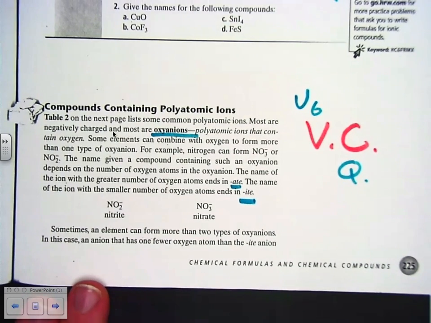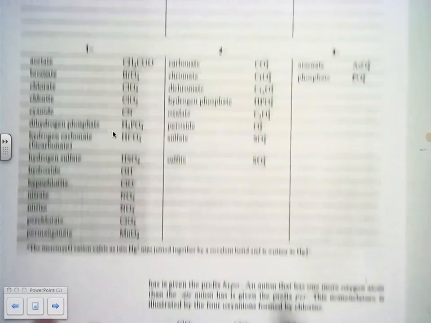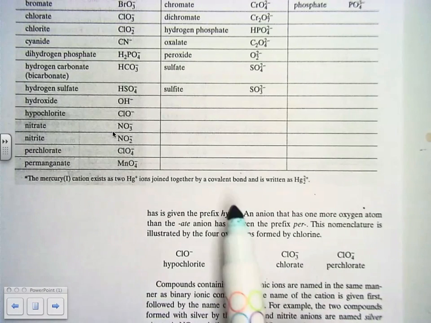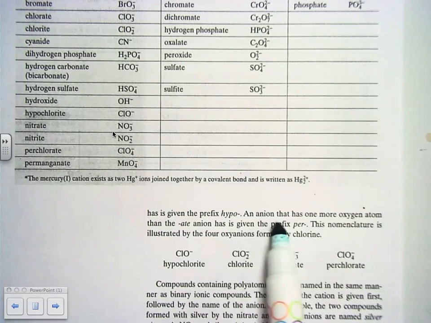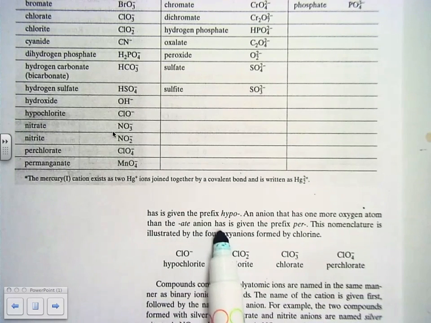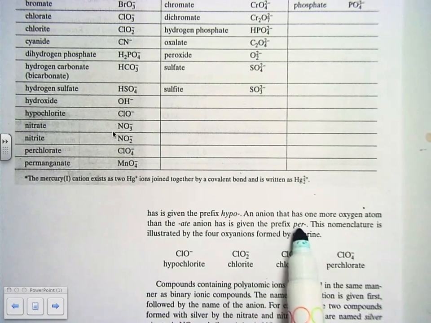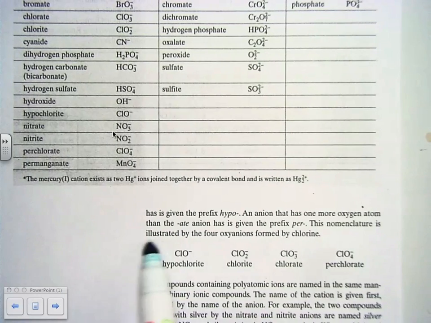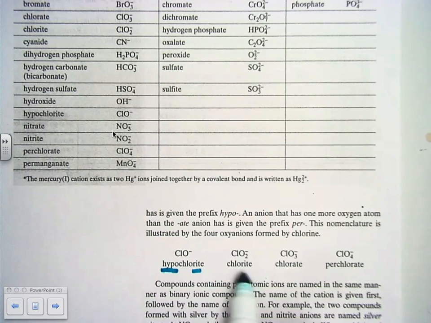Next page, which is 226. And is given the prefix hypo. An anion that has one more oxygen atom than the -ate anion is given the prefix per. The nomenclature is illustrated by the four oxyanions formed by chlorine: hypochlorite, chlorite, chlorate, and perchlorate.